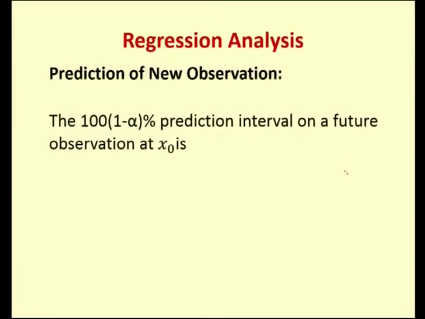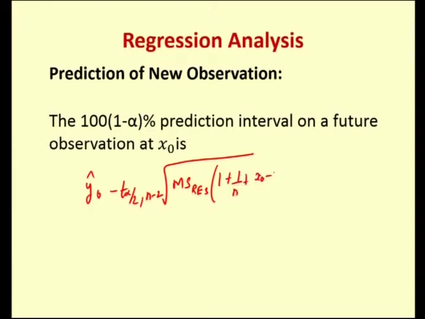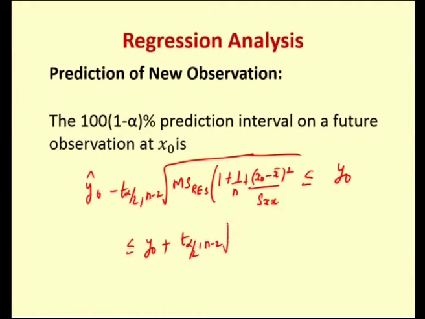The 100 into 1 minus alpha percent prediction interval on a future observation at x naught is: y naught cap minus t alpha by 2 with n minus 2 degrees of freedom into the square root of mean square error due to residuals into 1 plus 1 by n plus x naught minus x bar the whole squared by S x x, is less than or equal to y naught, is less than or equal to y naught cap plus t alpha by 2 with n minus 2 degrees of freedom into the square root of mean square error due to residuals into 1 plus 1 by n plus x naught minus x bar the whole squared by S x x.